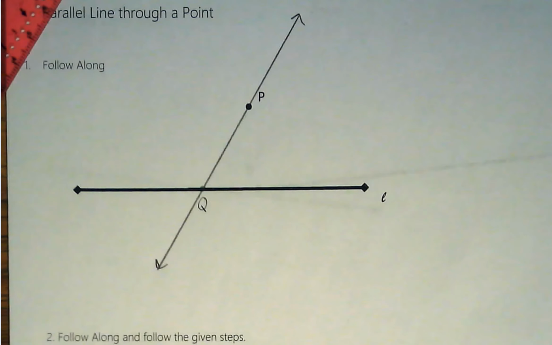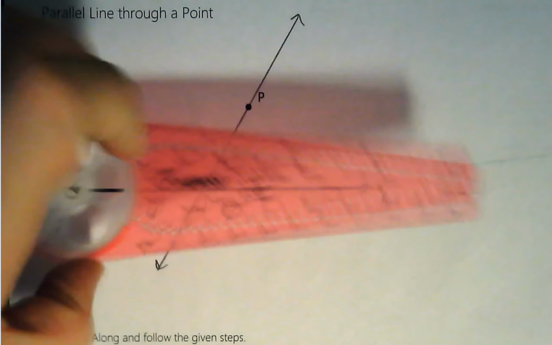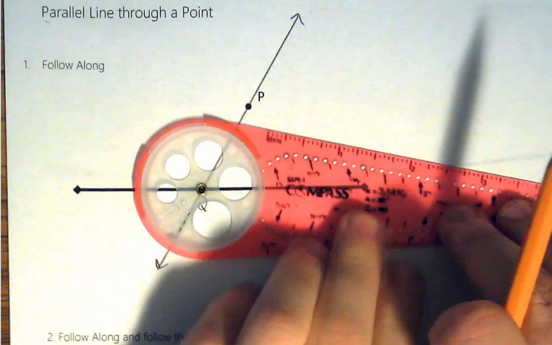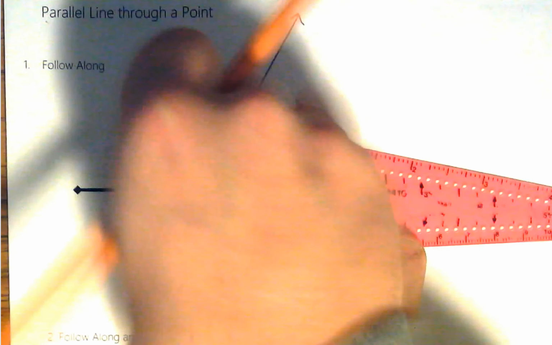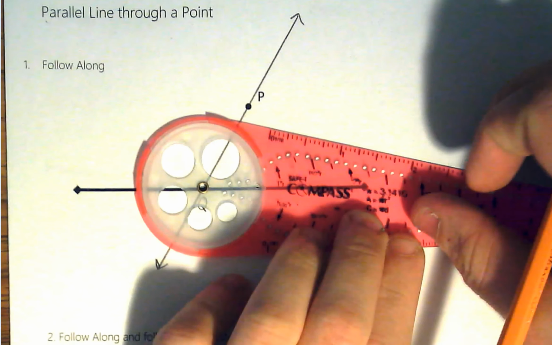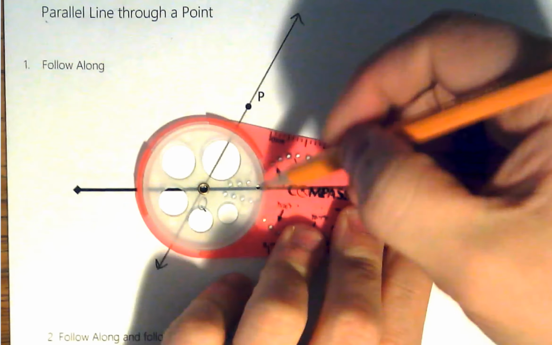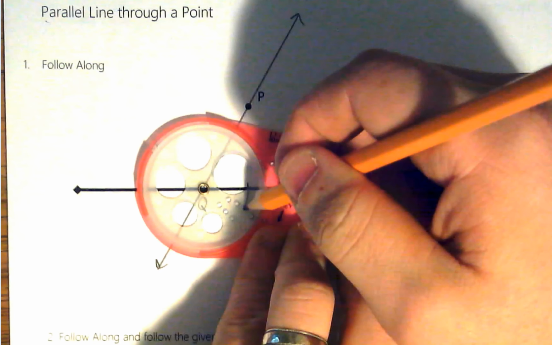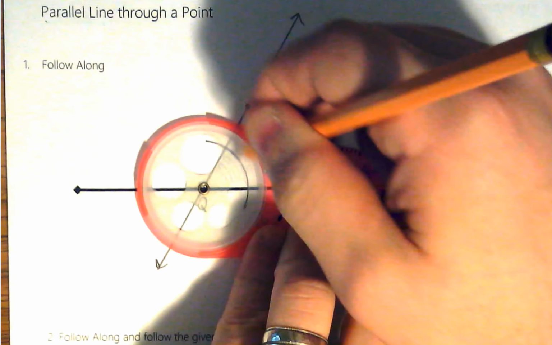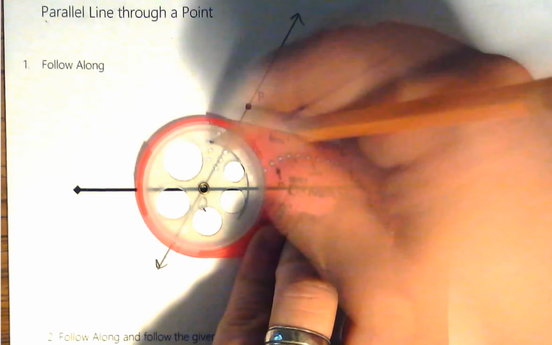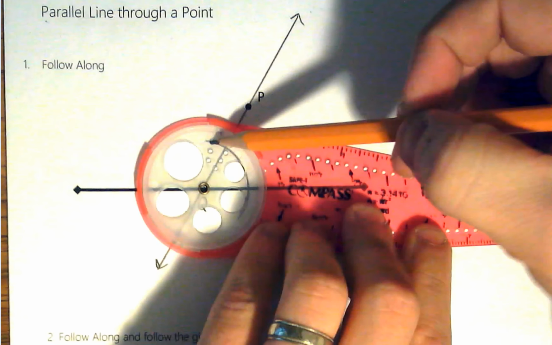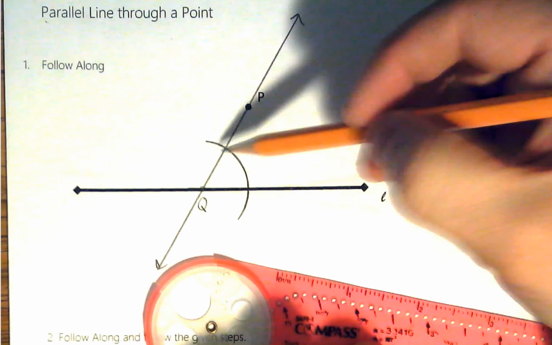Okay, so now we're going to place our compass center on point Q, and we're going to draw an arc that intersects both of these lines. When you draw this arc, you want that arc to be below point P. So what I would do is actually use one of these inside circles. I'm going to use this arc here. I'm going to draw an arc, and I want it to intersect both this line and this line.